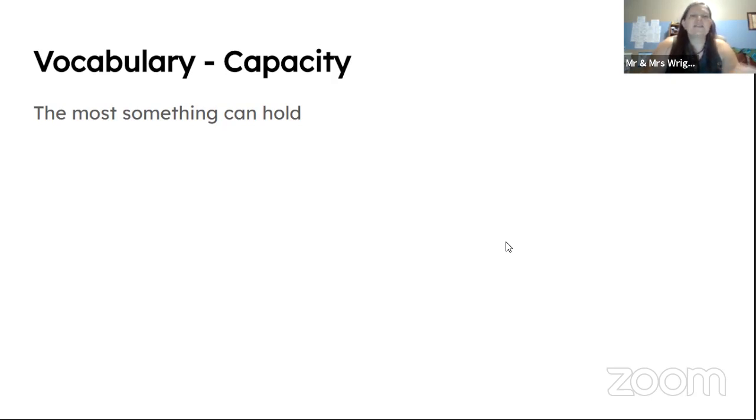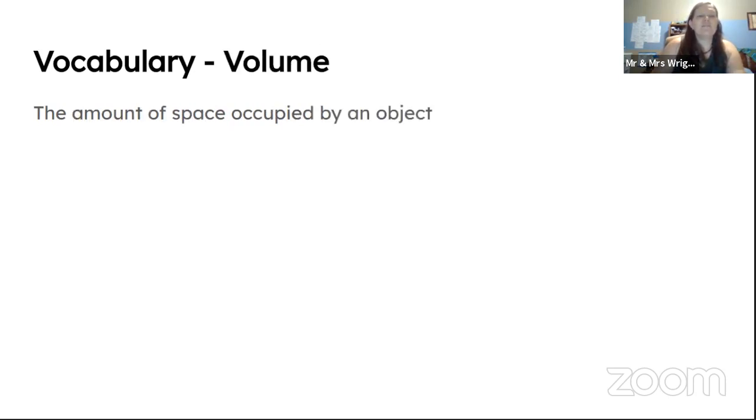Capacity is the most that something can hold. Say we have football stadiums or basketball arenas, and the max capacity is what the fire marshal has said, the maximum number of people that are allowed in that building. When something's at capacity, that means it's filled as much as it could be. So that's what capacity is. Volume is the amount of space that is occupied by an object, so how much room something takes up, essentially.